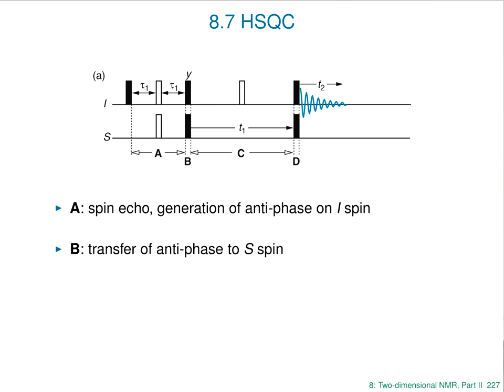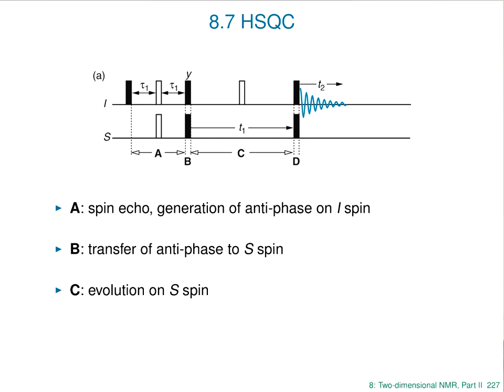Period B is a couple of pulses. Well, you know now, particularly from the discussion of INEPT that we had a couple of lectures ago, that this will cause coherence transfer of the antiphase states to the S spin. And once they're on the S spin, these are going to evolve for time t1. So period C is just evolution of the S spins. Notice there's a 180 degree pulse in the middle of that. What does that do? Well, you know what that's going to do. It's going to refocus the coupling because it's only acting on spin I, but it will not refocus the offset of spin S because it's not applied to spin S.